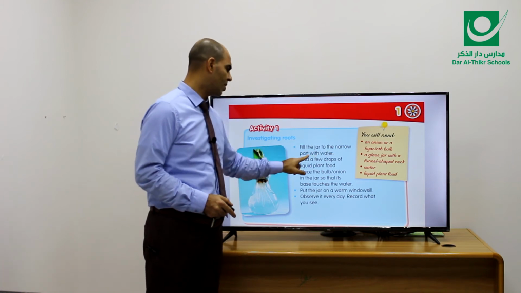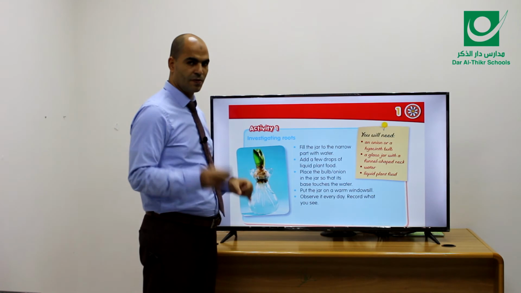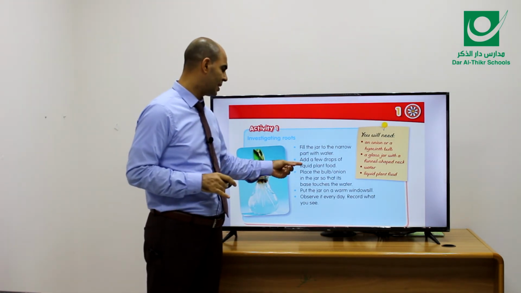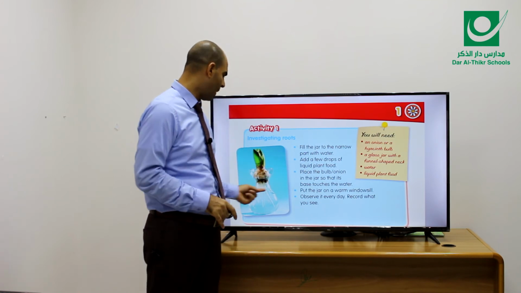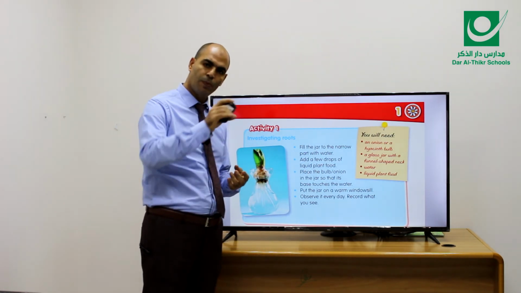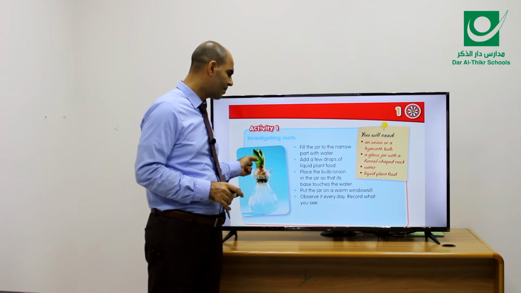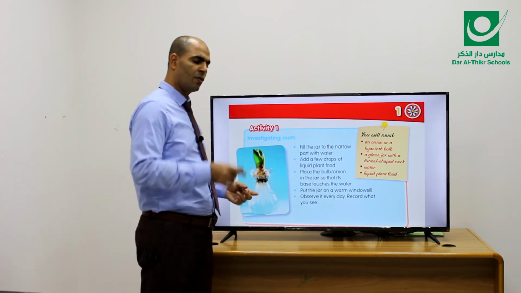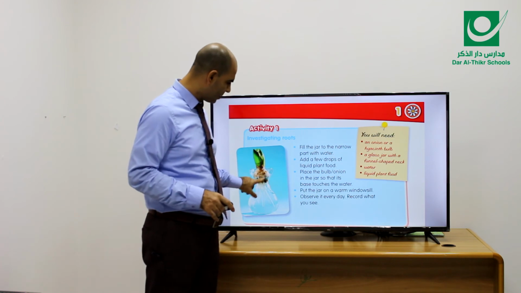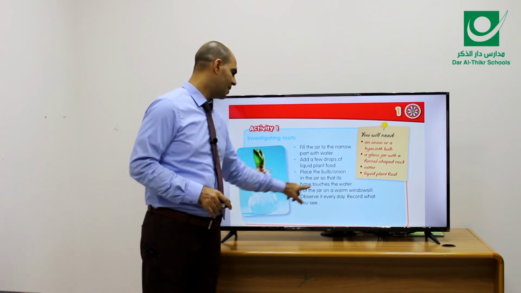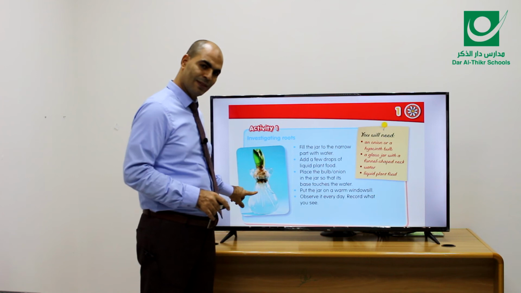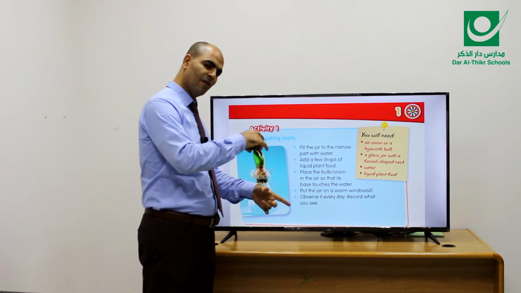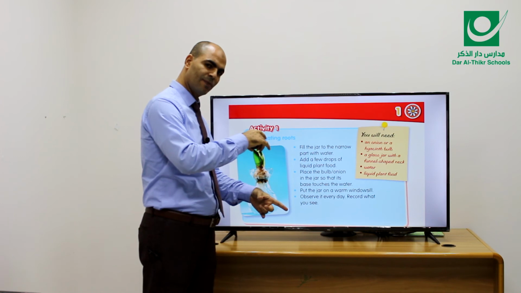Fill the jar to the narrow part with water. Step 1, put some water in the jar. Step 2, add a few drops of liquid plant food. After putting water, put some food for the plant. Place the bulb or onion in the jar. Put the onion like this so that its base touches the water. The roots should be down. Don't put it vice versa. You see?